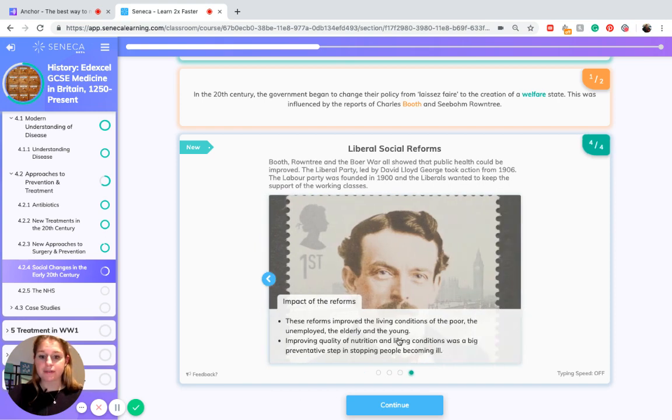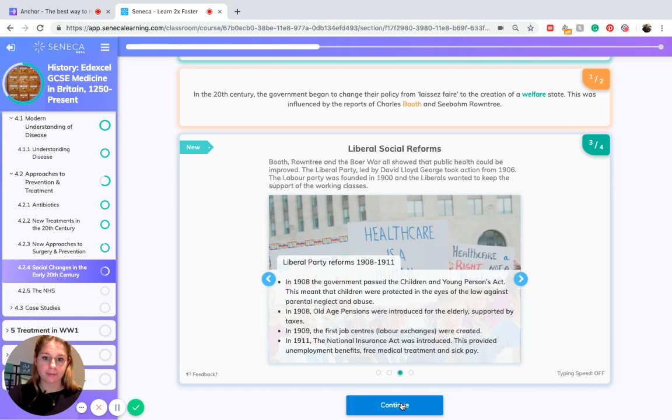So what was the impact of these reforms? Well, firstly, they improved the living conditions of the poor, the unemployed, the elderly and the young. And they also improved the quality of nutrition and living conditions, which was a big preventative step in stopping people becoming ill.